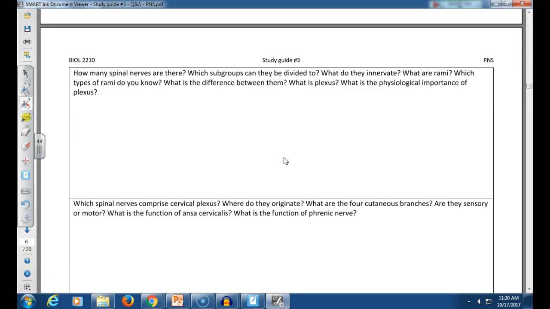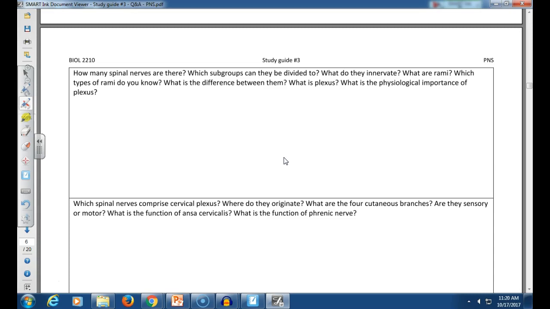Subgroups, we just discussed. What do they innervate? Starting from the occipital region of the head and neck and all the way down to everything in the body, except for the face. Does that make sense? Rami, so we have dorsal and ventral. Dorsal innervates muscles and skin in the back. Ventral innervates usually the anterior portion.